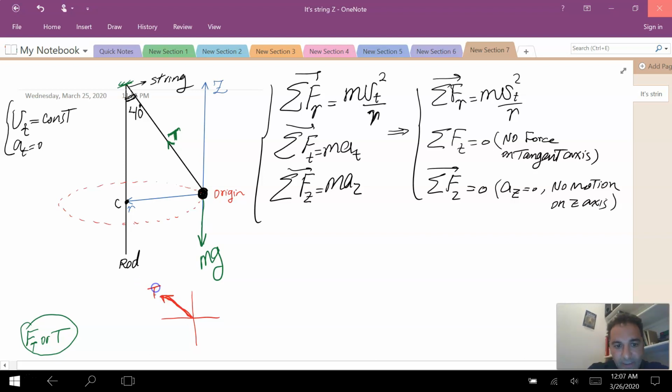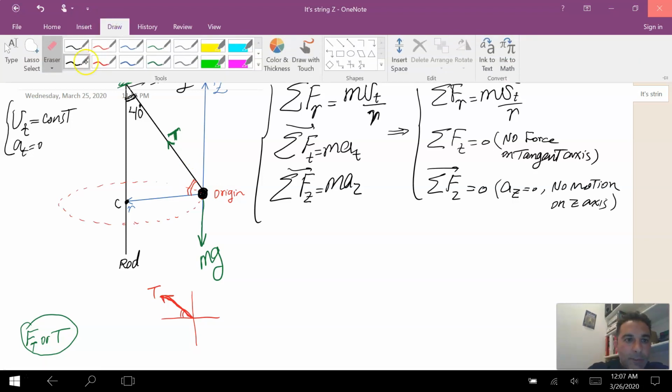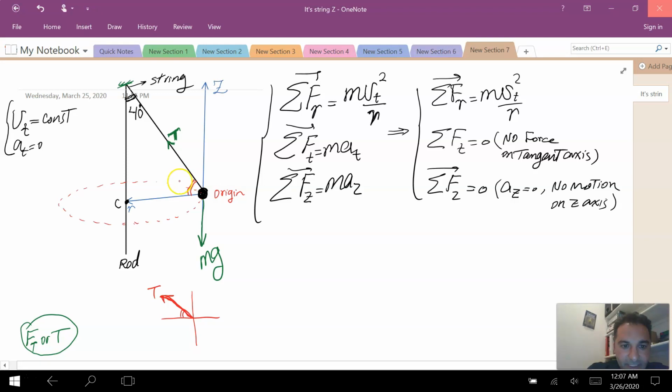So this is T. And if this is 40, then how much is this, guys? Then how much will be this angle? This is 40, this is 90. 90 plus 40, 130. 180 minus 130, answer is what? 50 degrees. Do you agree? Okay, so this angle is 50 degrees. Yes.